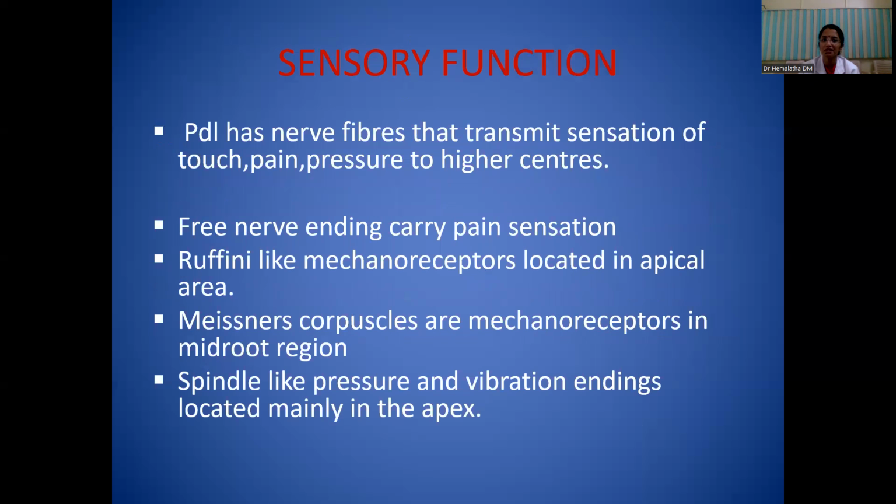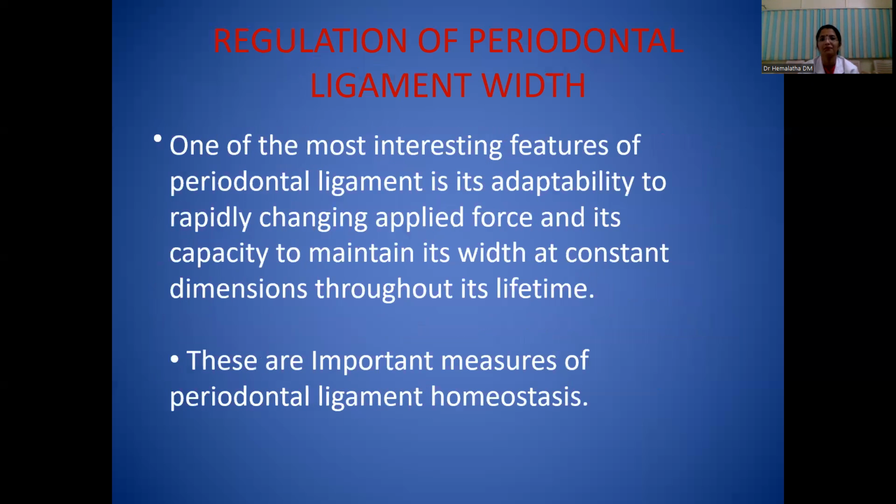Coming on to the sensory function, the PDL has nerve fibers that transmit sensations of touch, pain, and pressure to higher centers. Free nerve endings carry pain sensation. Ruffini-like mechanoreceptors are located in the apical area and Meissner's corpuscles are the mechanoreceptors in the mid-root region. Spindle-like pressure and vibration endings are located mainly in the apical region.